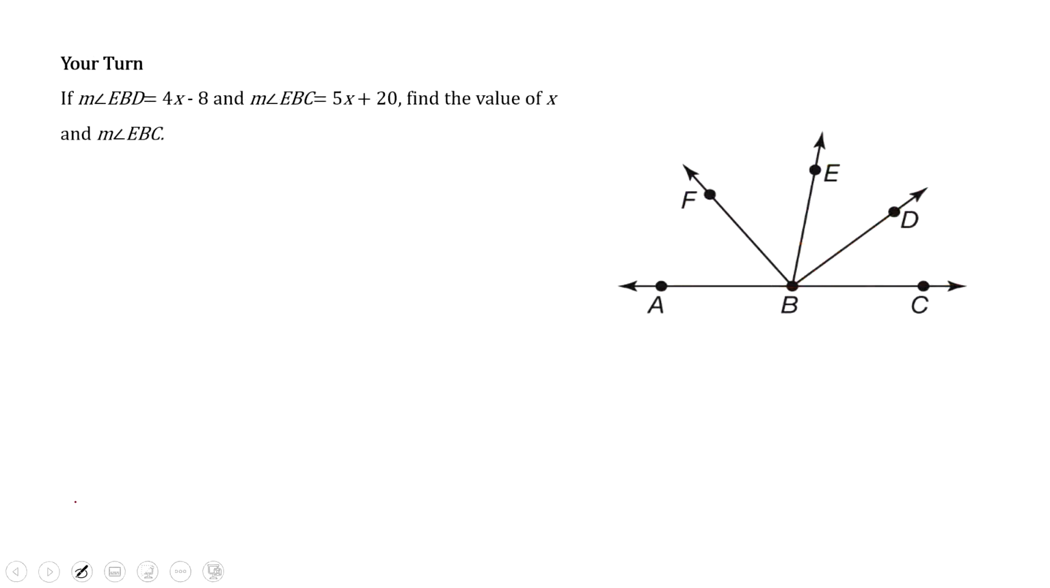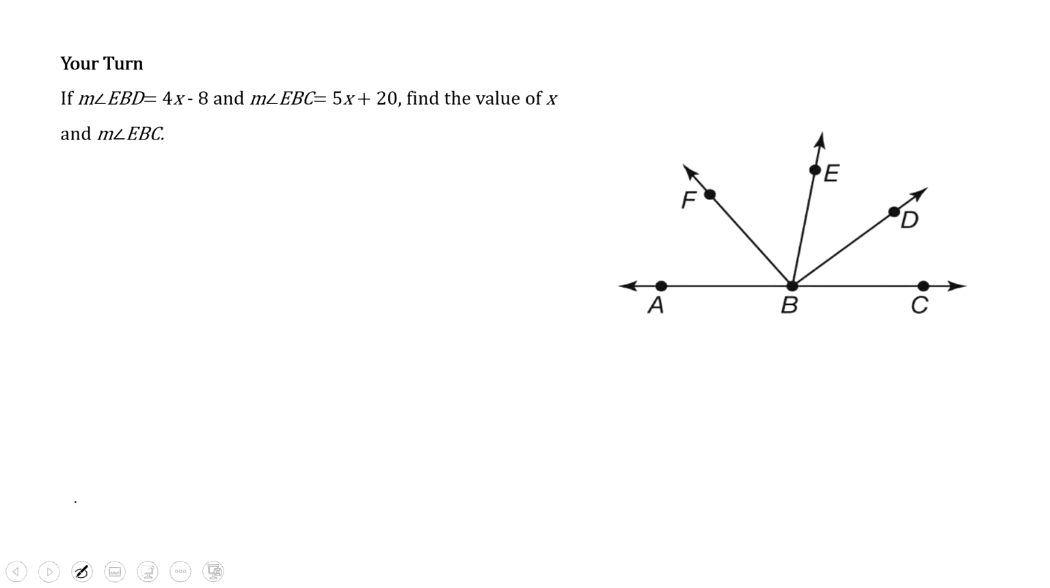Okay, your turn. Take a few minutes, work through this problem, and answer it in edit puzzle one. What x equals and what the measurement of angle EBC is. It's a slightly different problem, but you should still be able to figure it out. And then come back and check.